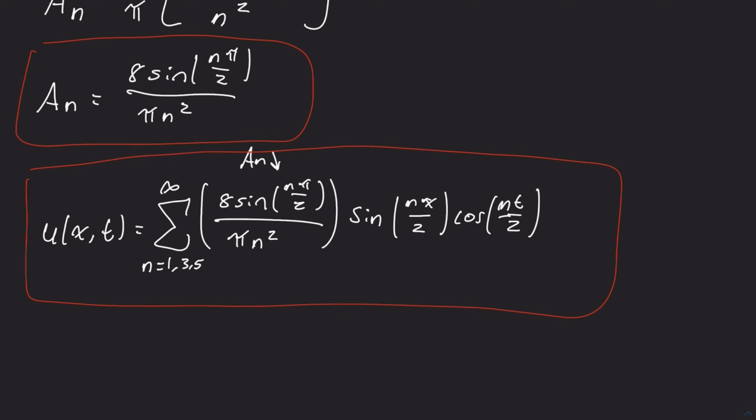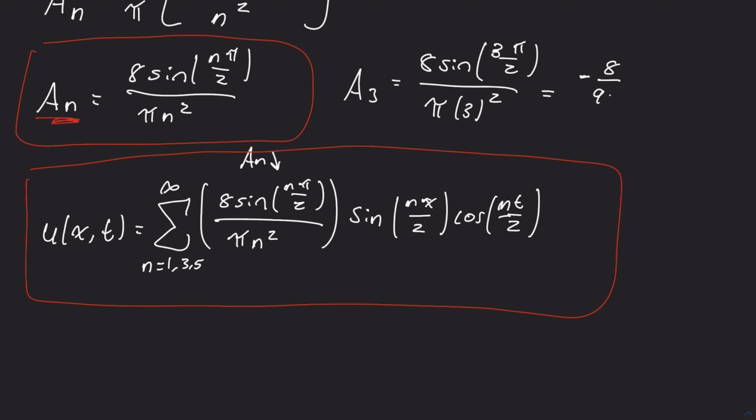And the cool thing about solving a sub n like this is you can find any nth term of a sub n. So say you want a sub 3, and this is going to equal 8 sine of 3 pi over 2 over pi times 3 squared. And this is going to give us negative 8 over 9 pi for the third term of a.